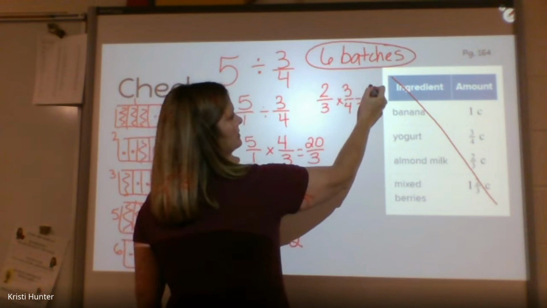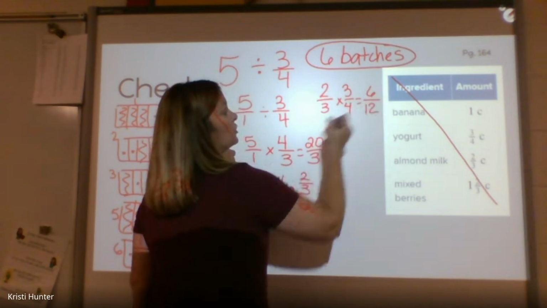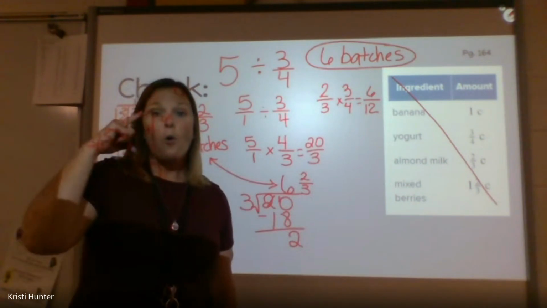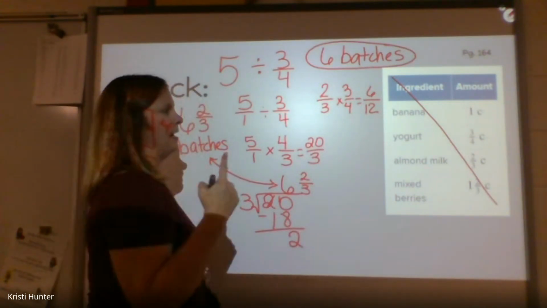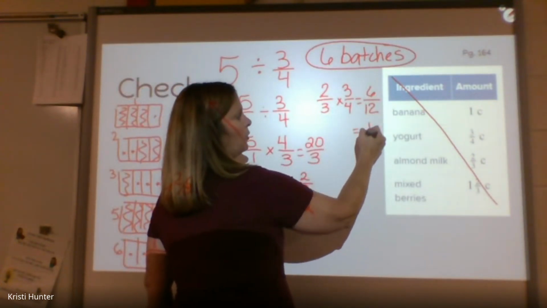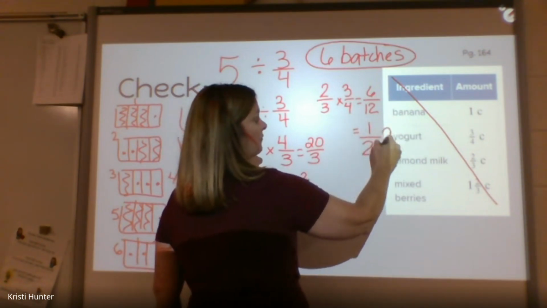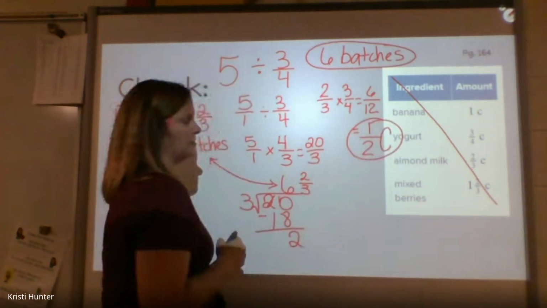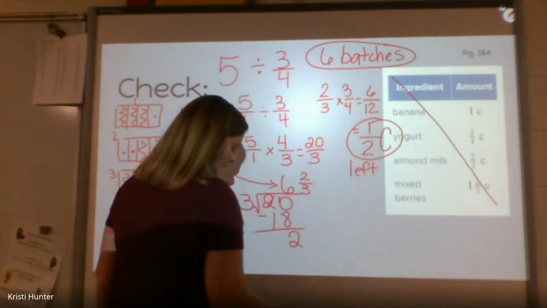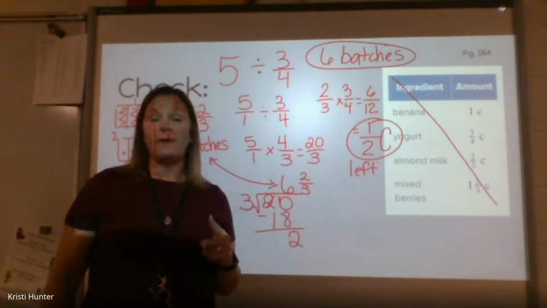Well, let's see. 2 times 3 is 6. 3 times 4 is 12. So I have 6/12 of a cup. Or if you're thinking, hey, wait a minute, 6 goes into 12 twice. So that just means I have half of a cup left. So I have half of a cup left after I make 6 whole batches.